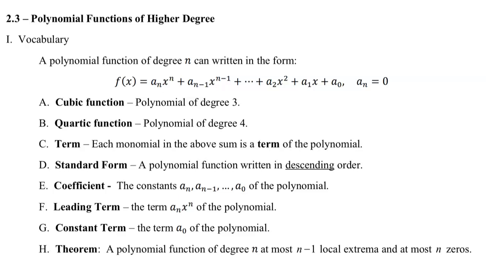First of all, here in letter C, a term. Each monomial, meaning each individual item in this polynomial, is called a term. And the leading term right here is the term where the highest exponent belongs.